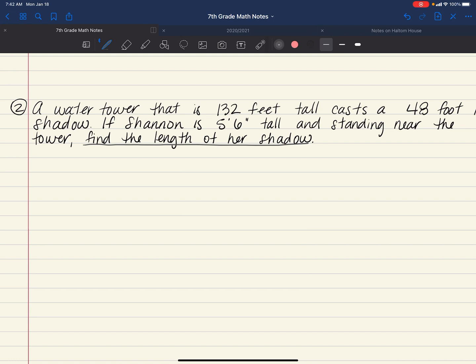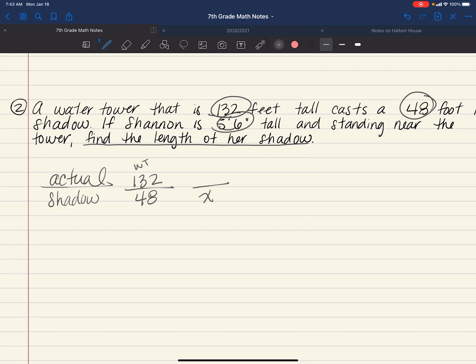All right, let me go back and cube the problem. A water tower is 132 feet tall and casts a 48-foot shadow. So the actual height over my shadow length, the water tower, I'm just going to label that WT, is actually 132 feet tall, and the shadow is 48 feet. Shannon is 5 foot 6. Well, I can't put 5 foot 6 here.